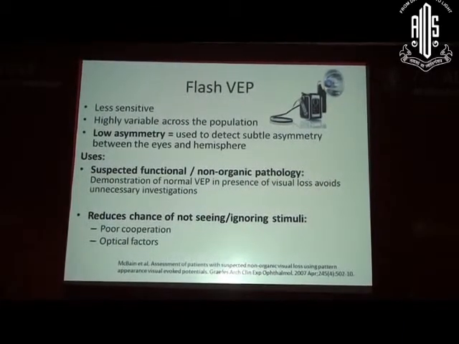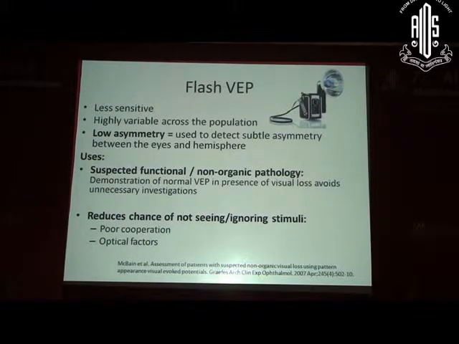And the advantage of flash is that the chance of not seeing or ignoring the stimulus, as there is in a pattern, is not there. So in patients who do not cooperate, or where there are other optical factors like an anterior segment opacity or cataract, you can get a fair amount of information about the visual pathway by doing a flash.